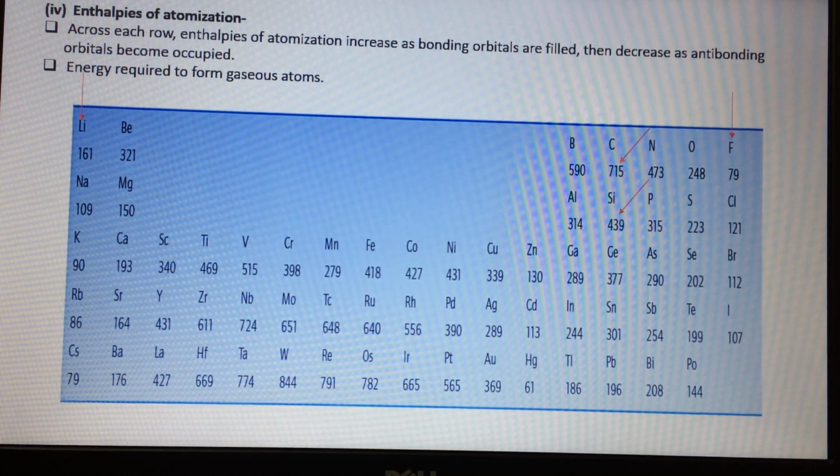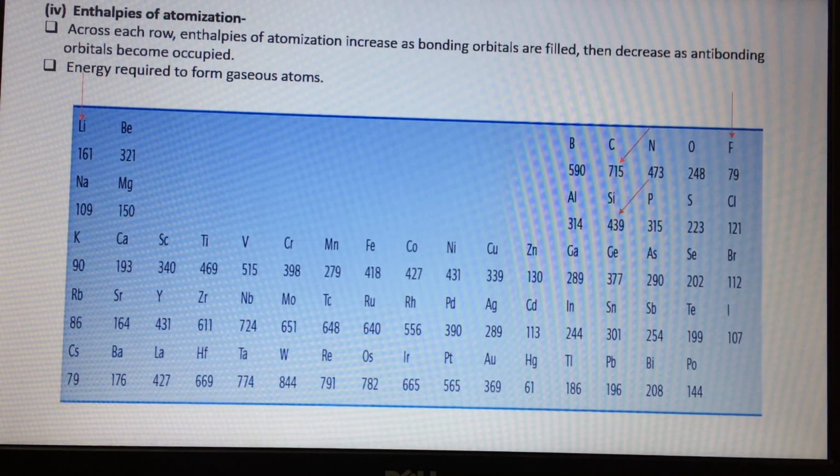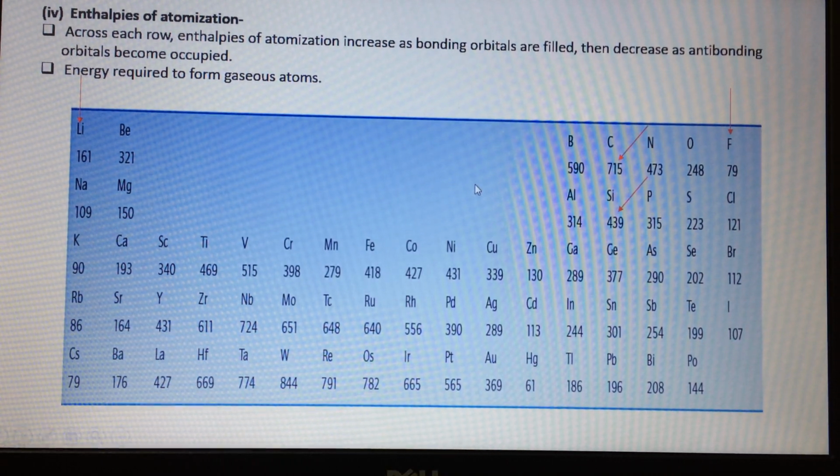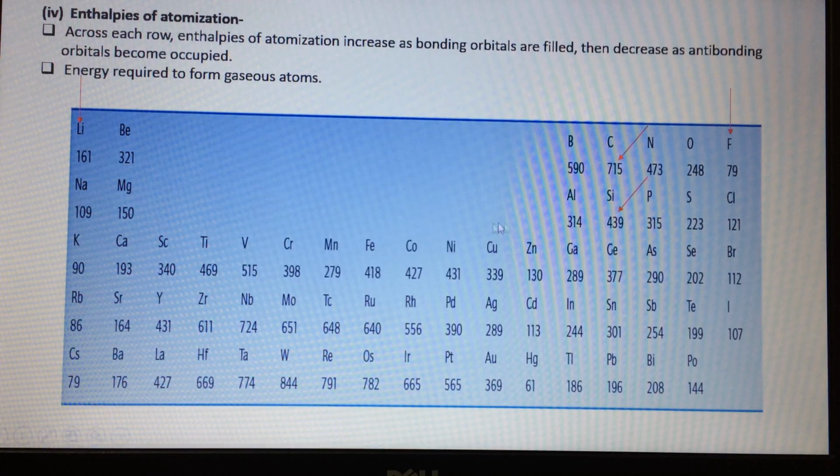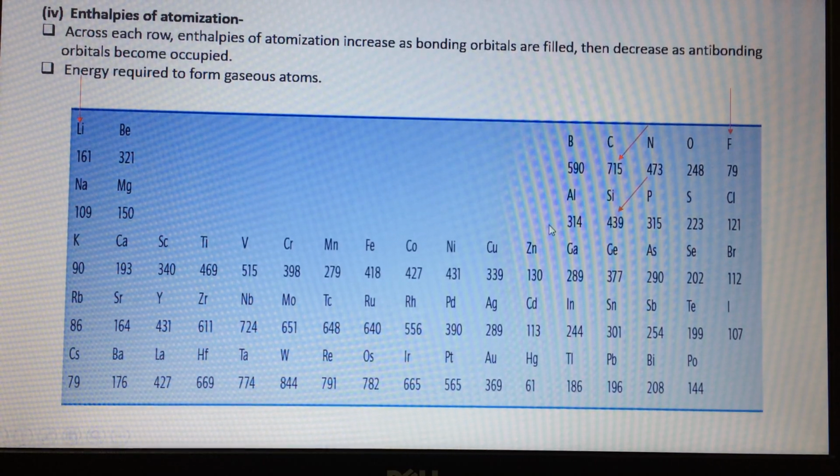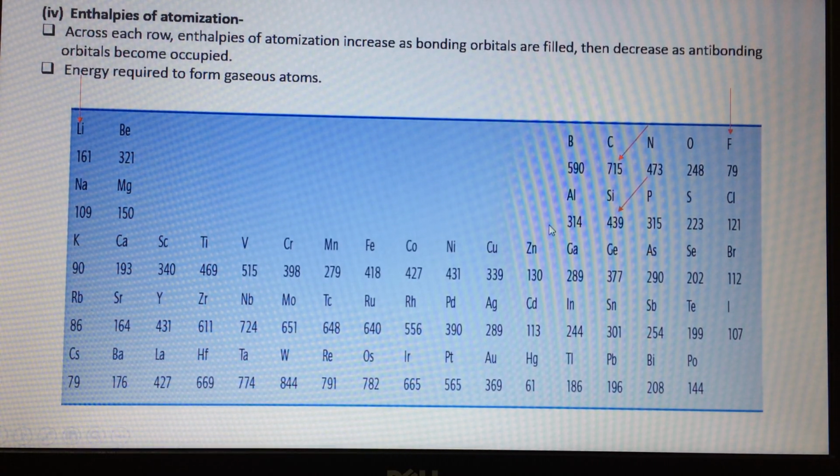So I am thinking that all of you guys have understood the properties of the periodic table.